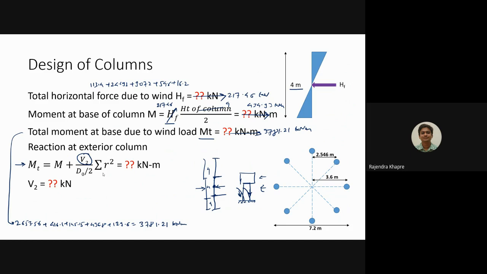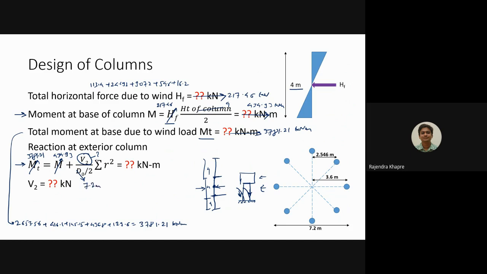For this purpose, MT is already known to us, 3781.21, which we have just calculated. The value of M is basically the moment you have already calculated, 434.93. So M and MT are both known to us. The value of V2 we have to calculate. The D0 value is 7.2 meters, and then the summation of r square.